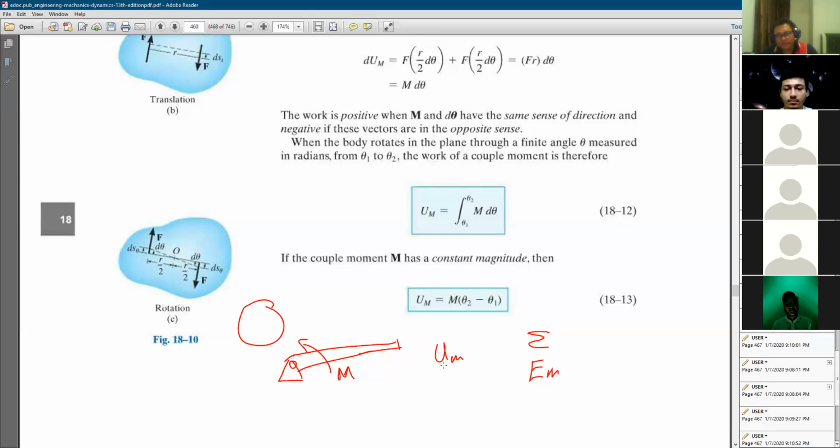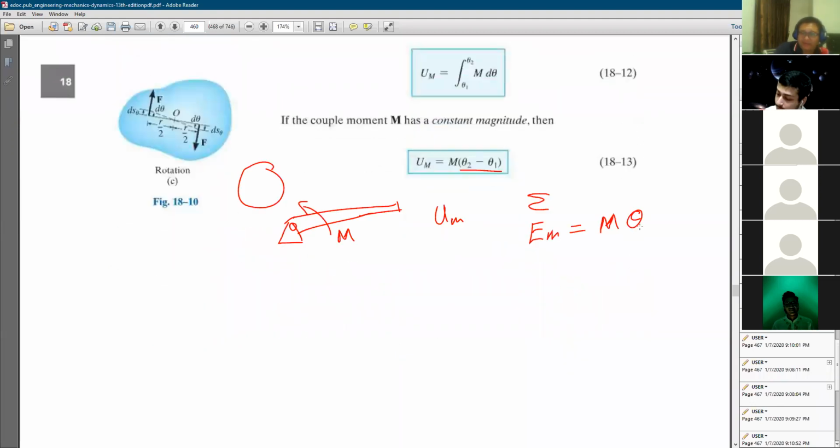It depends: if you prefer to use U, then proceed. If you prefer E, because it is energy, then you can use E as long as it is consistent. E due to the moment, the energy due to the moment, is simply M times the change of theta. So M theta, that's all. Nothing too complicated here. And don't forget, theta should be in radian. This theta should be in radian.